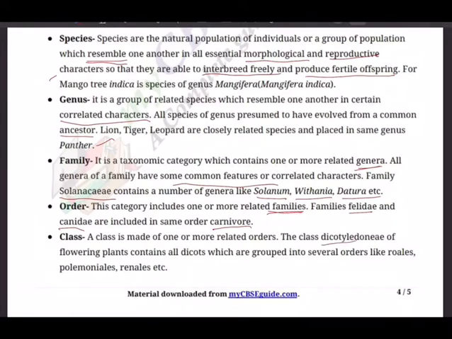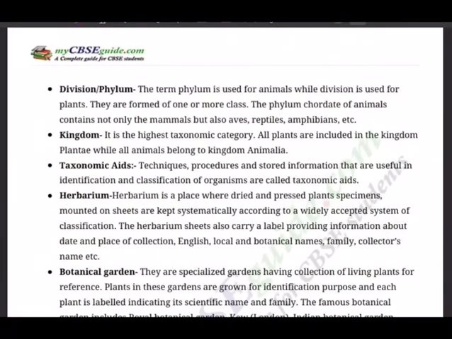The class Dicotyledonae, di means two cotyledons, of flowering plants, contains all dicots, which are grouped into several orders like Rosales, Polemoniales, Lineares, etc. So class will be that. And now many classes will be under either, if it is an animal, phylum. If it is a plant, it is under division. So the term phylum is used for animals while division is used for plants.